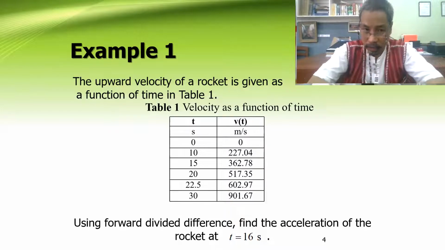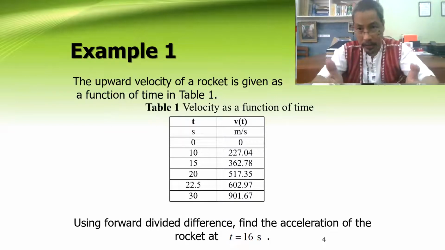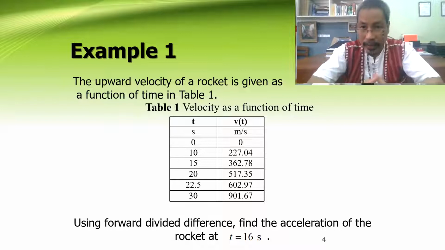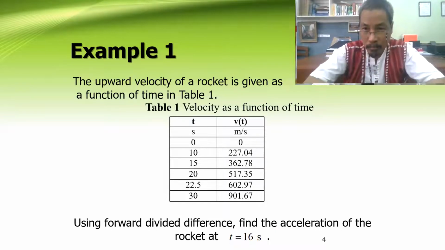The velocity is 602.97 meters per second. It is clearly stated here that there is a discrete function. Discrete doesn't necessarily mean integer. Integer means there is no decimal point. What are examples of integers? 0, 10, 15, 20, and 30. 22.5 is not an integer because it has a decimal point.